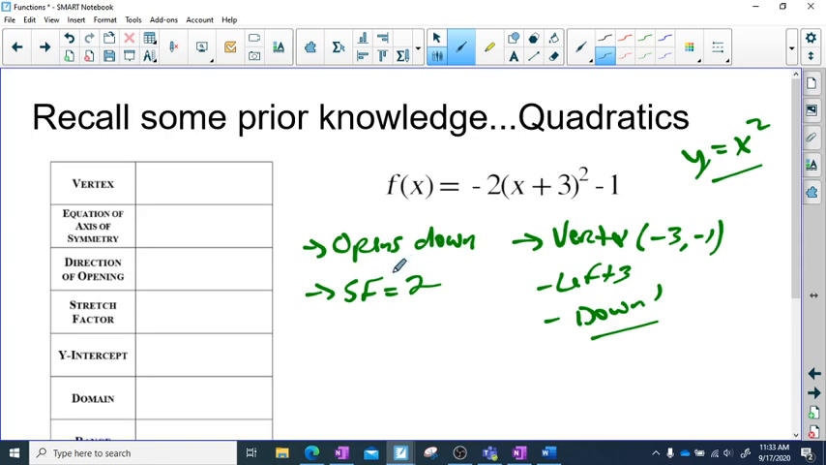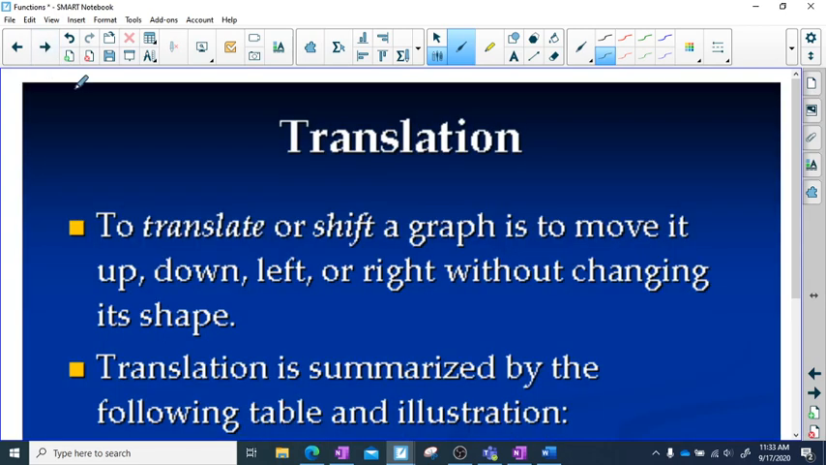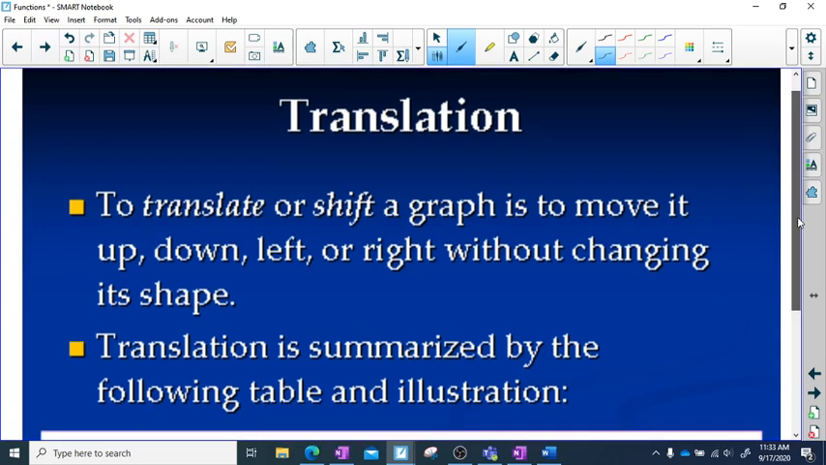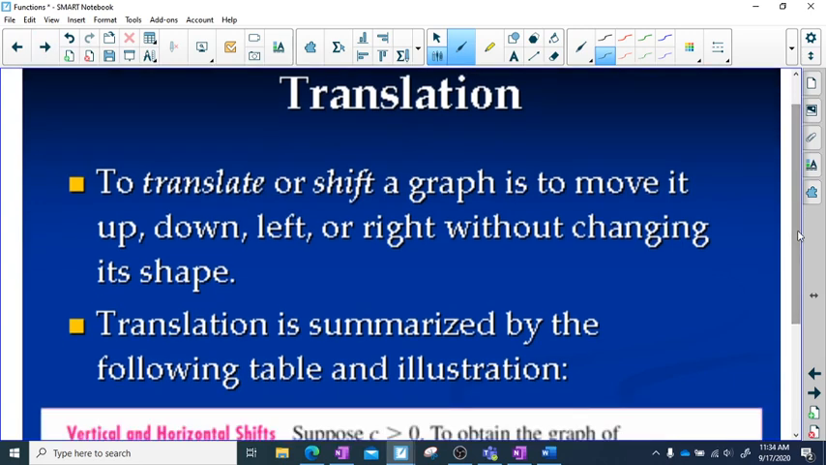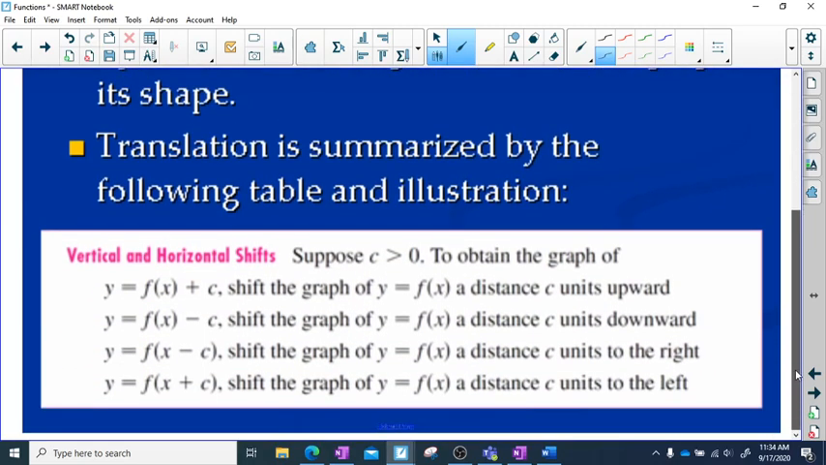What we're going to do is apply that now to any function. It doesn't have to just be a quadratic. It can be any type of function, and we can deal with transformations. And as I said in this video, specifically translations. So let's identify what a translation is. To translate a graph is to take a graph without changing the shape of it in any way and either move it left, right, or up, down. That's called a translation. They can be summarized with function notation as you see in this little chart down below.